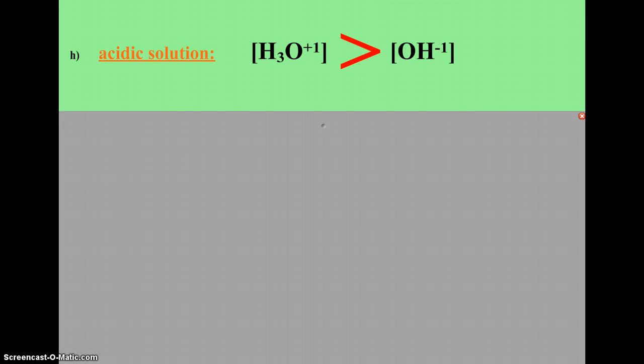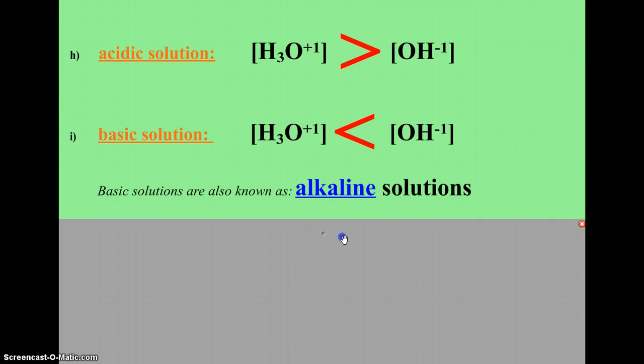As we've already kind of started talking about, acids and bases are opposites. So when there's more hydronium, that's an acidic solution. If there's more hydroxide, that will be a basic solution. And how I have it written here, the concentration of hydronium is less than hydroxide. Or you could write the concentration of hydroxide is greater than hydronium.